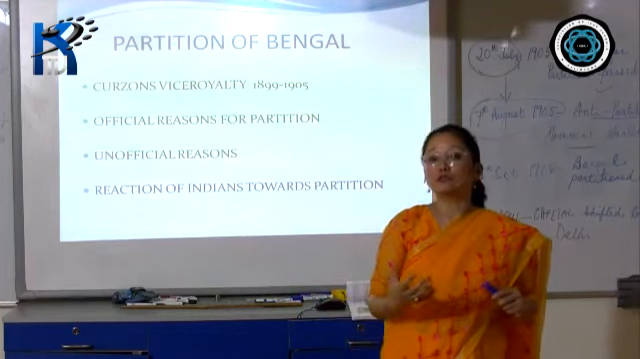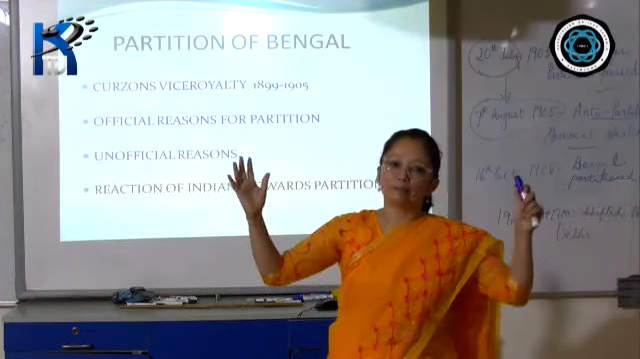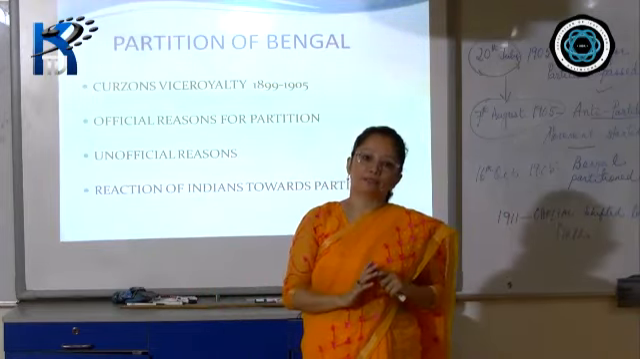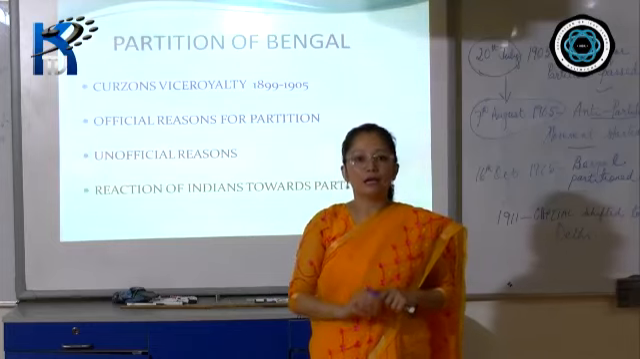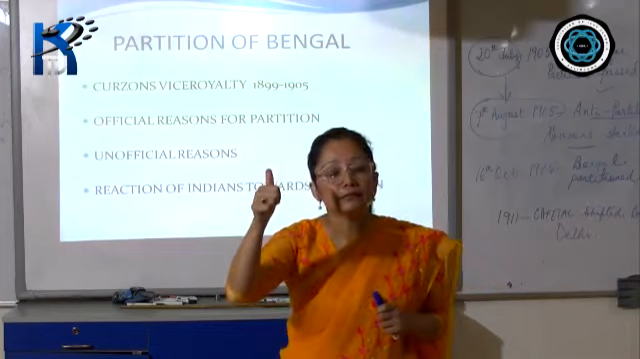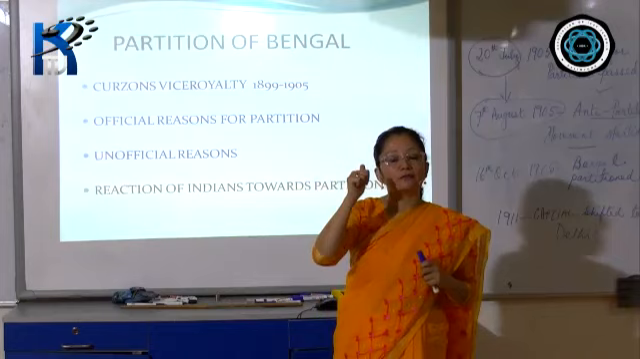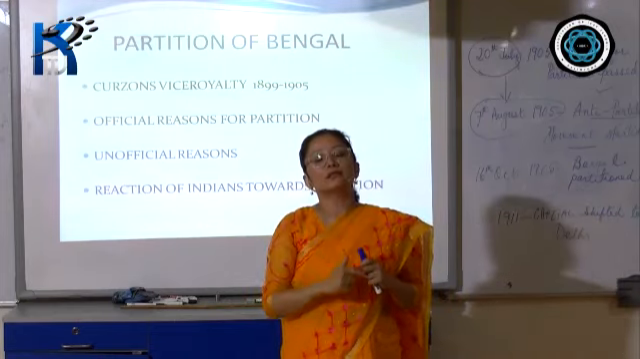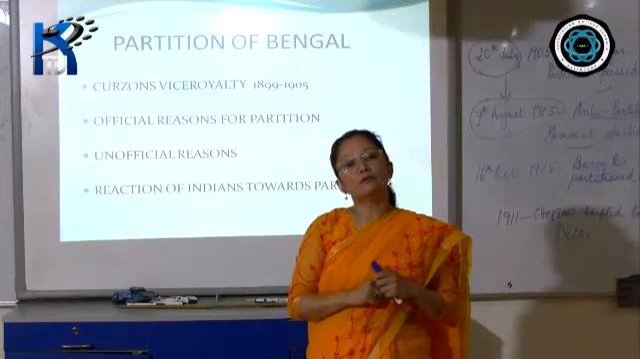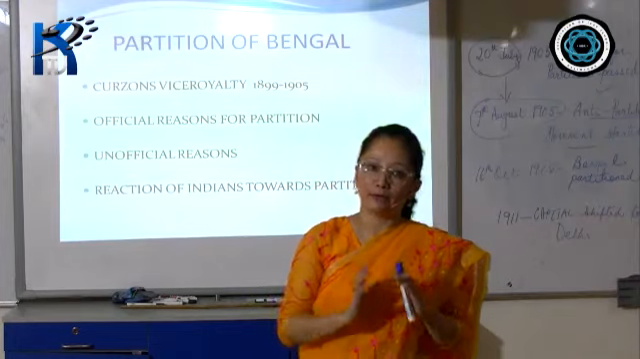So I have explained to you the official reasons. Official reason was plain and simple. It is a big province, plenty of population, difficult to administer. Administrative reason. But after doing the homework, what did the Indians realize? The Indians realized that first and foremost, the British were scared of these educated Bengalis. Bengal was the nerve center of Indian nationalism. They wanted to break the unity of the Hindus and the Muslims. They wanted to reduce the Bengalis to a minority.